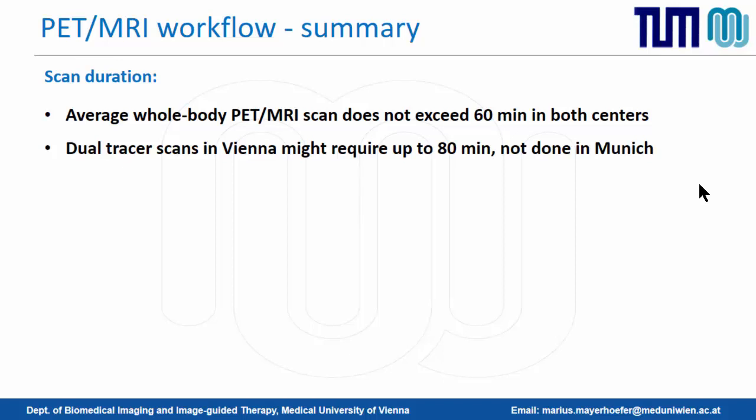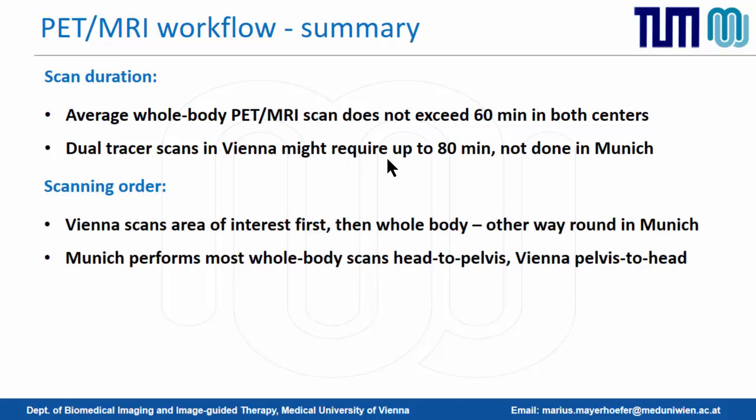So to sum it up, in terms of scan duration, both Munich and Vienna would not use a time slot of more than 60 minutes, at least not for the majority of patients. In Vienna, we perform dual tracer imaging, which might require up to 80 minutes, though. This is not done in Munich. With regard to the scanning order, Vienna scans the area of interest first and then the whole body, the other way around in Munich. Munich performs most whole body scans head to pelvis, Vienna pelvis to head. That's because of the bladder filling, as I told you.